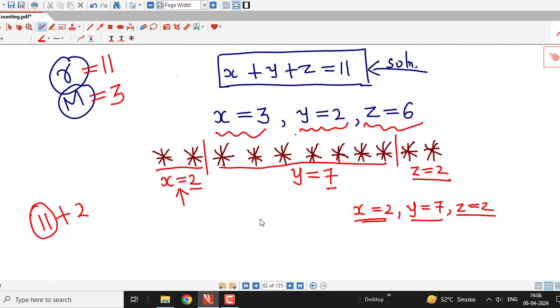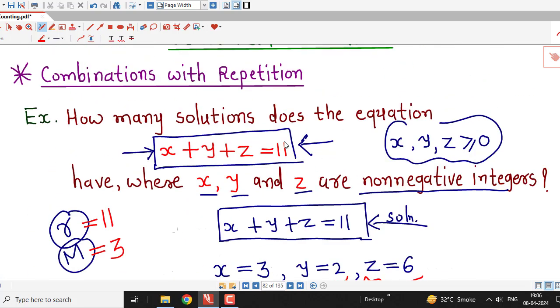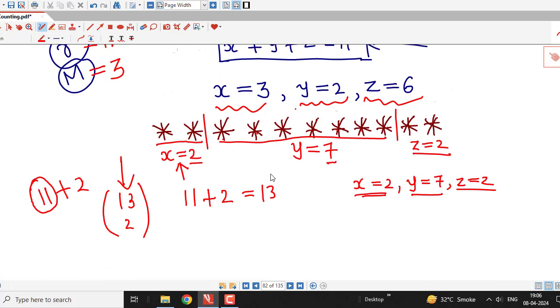So this is the problem of finding the number of ways we can select these 2 bars or 2 dividers out of this 11 plus 2, that is 13. So we have total 13 positions and we have to count the number of ways we can select these 2 dividers out of this total 13 positions. So this 13C2 will give us the total number of non-negative integer solutions to this equation. So this is very easy.